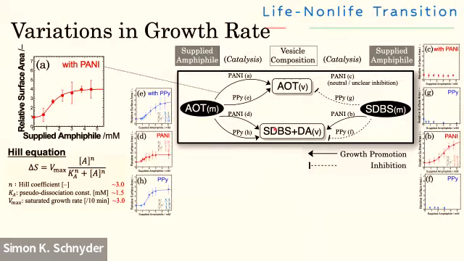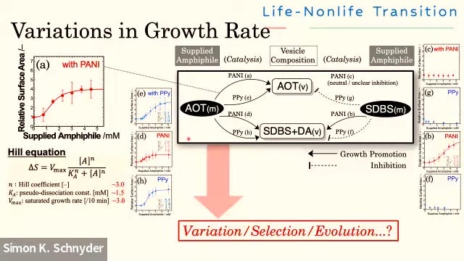I'm observing a very interesting catalytic network. This is the vesicle composition, this is the supplied amphiphile system, and PANI or PPY means the catalytic polymer. Here, this axis is the supplied amphiphile concentration, and this is the growth rate. The growth rate is nicely fitted by the Hill equation, and we can observe various growth curves like this, and they are almost beautifully fitted by the Hill equation.